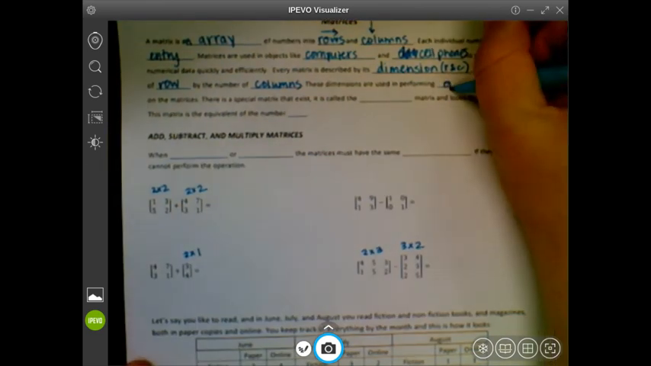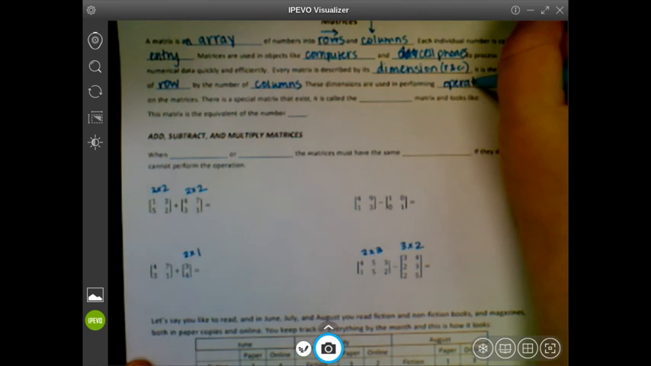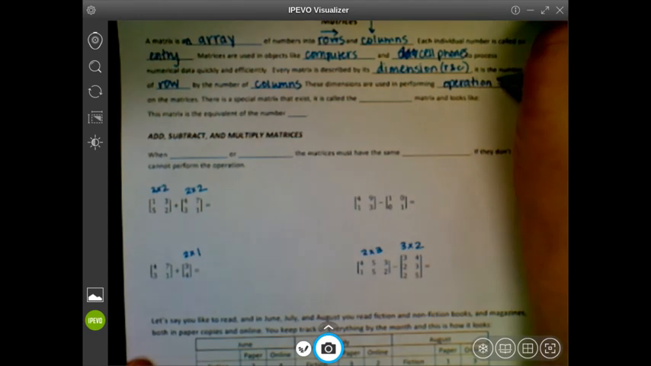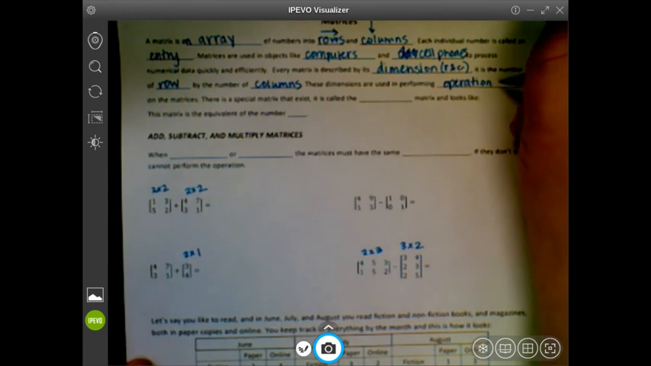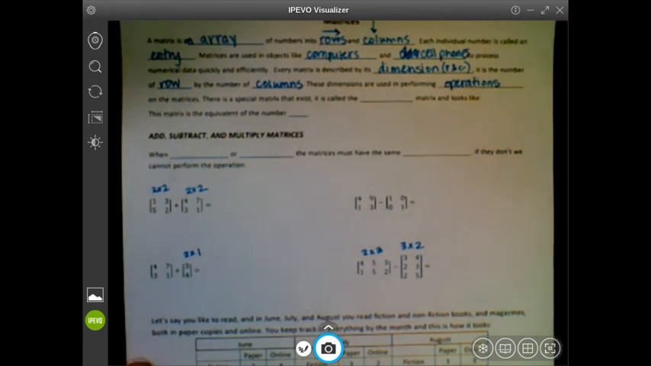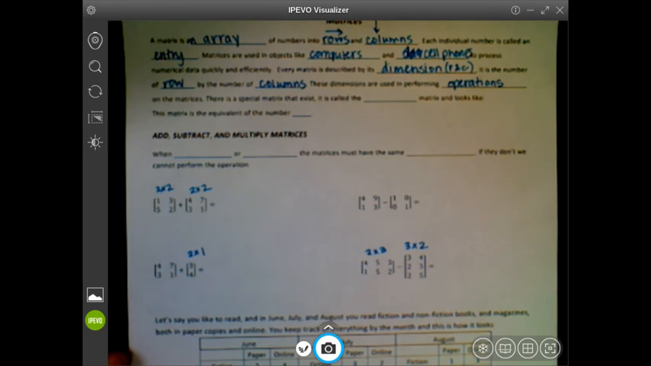All right, the dimensions are needed to perform operations like adding, subtracting, multiplying. There is no such thing as matrix division, although you can divide, because dividing is the reciprocal or the inverse operation of multiplication, right? So if you can multiply something, technically you should be able to divide it. It just might look different than normal division.